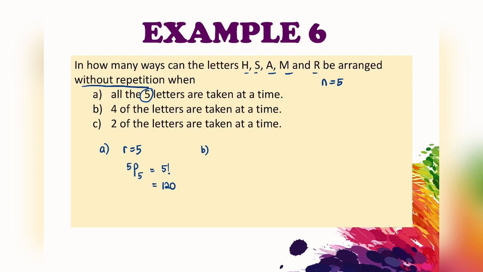Now we look at B. We need to arrange 4 letters taken at a time, so now r is equal to 4. So n is equal to 5 and r equals 4. That means 5P4, and 5P4 will be 120. For part C, now we want to arrange 2 letters. So for 2 letters, r equals 2. That means 5P2. The answer that we get will be 20 ways.